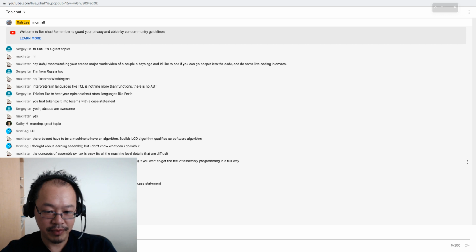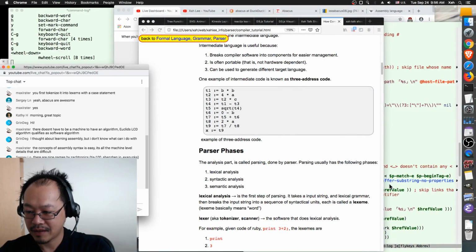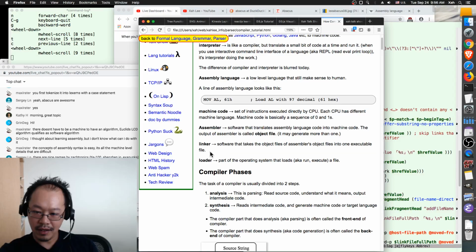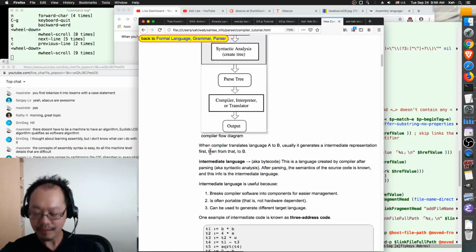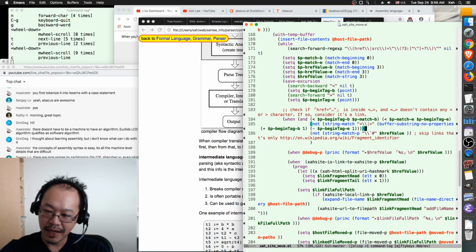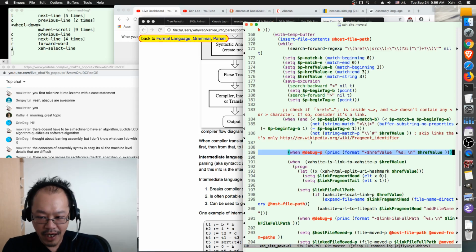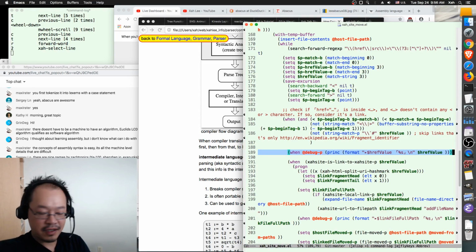Parsing is breaking up the stream of syntax into keywords by use of a case statement. Yes. Parsing, before. So, for example, this is an Emacs Lisp language. You have to parse it. Parsing essentially means understanding the code.